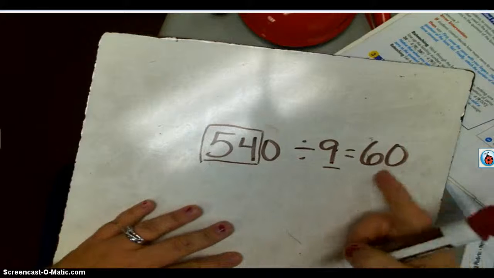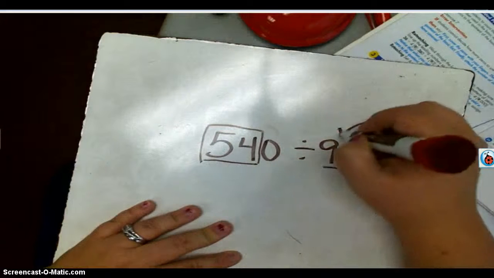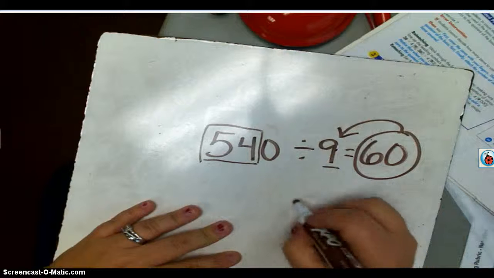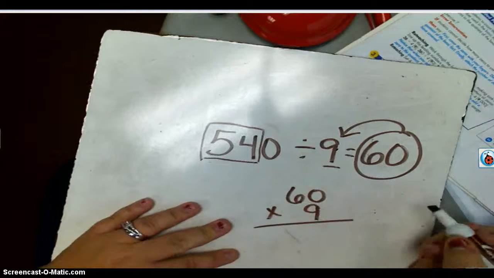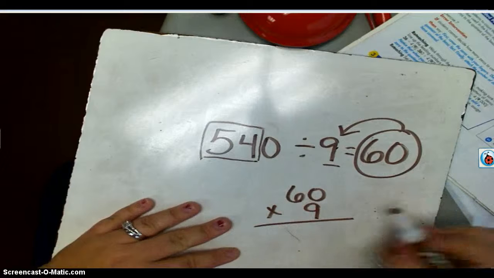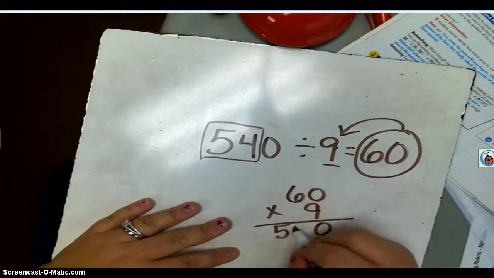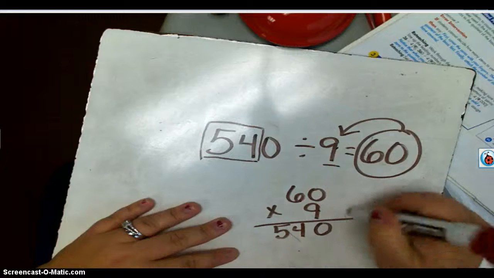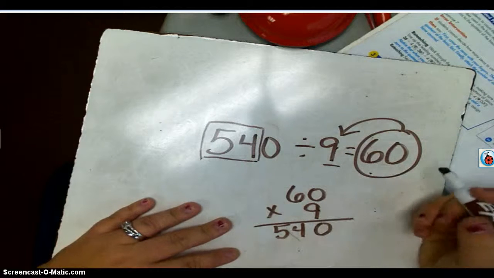I can check that answer by taking my quotient and multiplying it times my divisor. So 60 times 9. Okay, this is another reason why we learned multiplication first. 9 times 0 is 0. 9 times 6 is 54. So we can always check our answer to division by doing the inverse and multiplying.